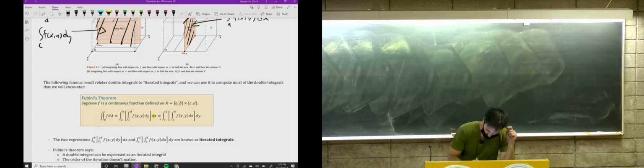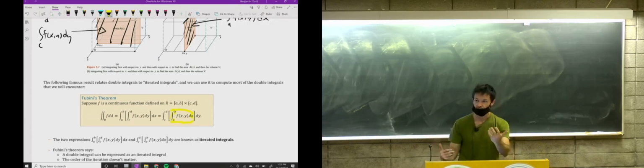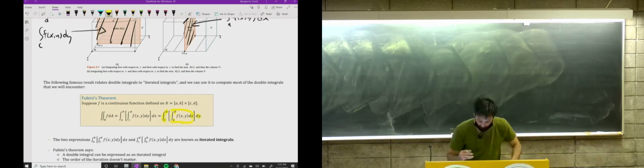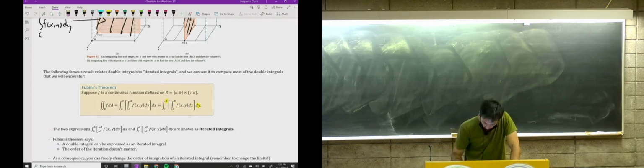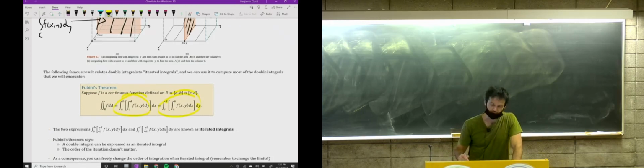And moreover, you could also do it in the reverse order. You could have integrated f with respect to x from a to b. That gives you some expression which depends on y, and you then integrate that from c to d with respect to y. So these two expressions are what we mean by iterated integrals. Iterated means one after the other.